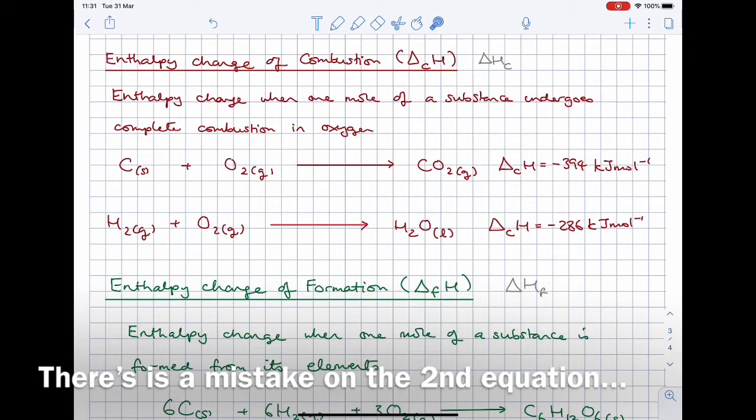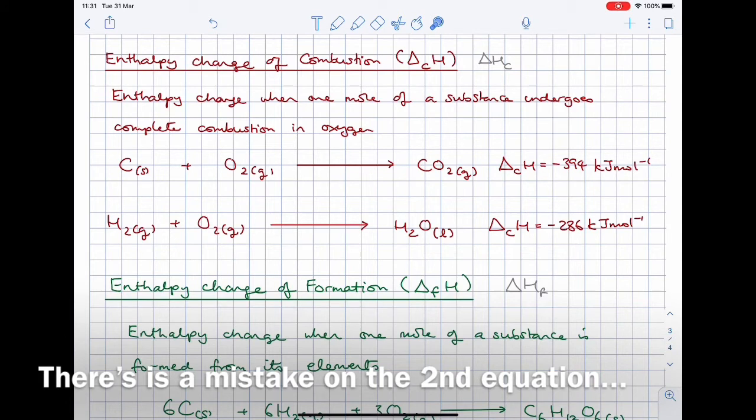So it has a symbol delta CH, or in some books delta HC. So we have enthalpy and change in enthalpy and combustion here. So the definition of enthalpy change of combustion is the enthalpy change or heat change at constant pressure when 1 mole of a substance, so this could be an element or a compound, that's why we use the word substance, undergoes complete combustion in excess oxygen.